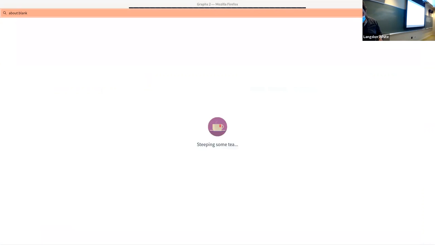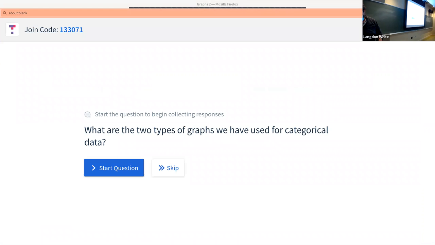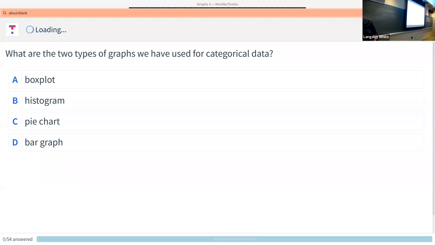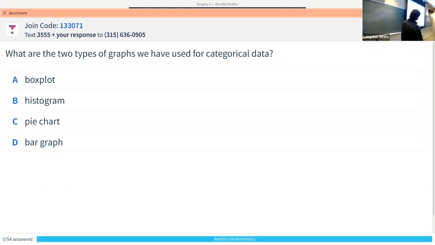Why is this not shipping? All right. So this one's a little easier. What are the two types of graphs we've used for categorical data? I also just gave away the answer, forgetting that I had this question. Really? Okay. So I think you can choose either. Like I just wrote it, the sentence isn't great.